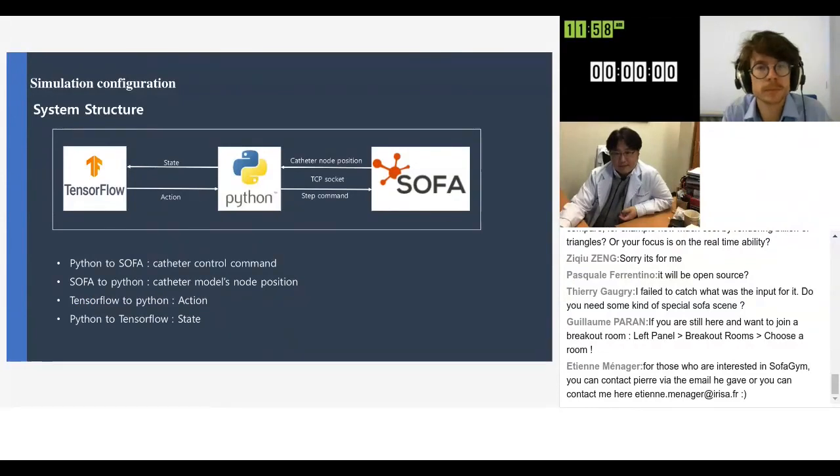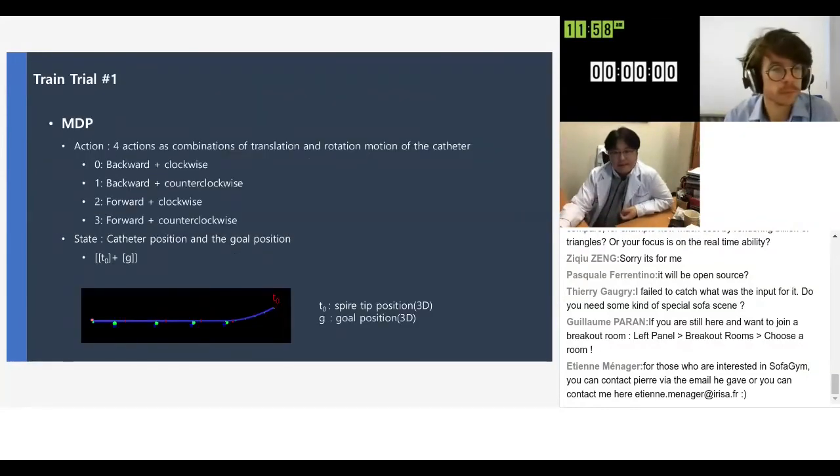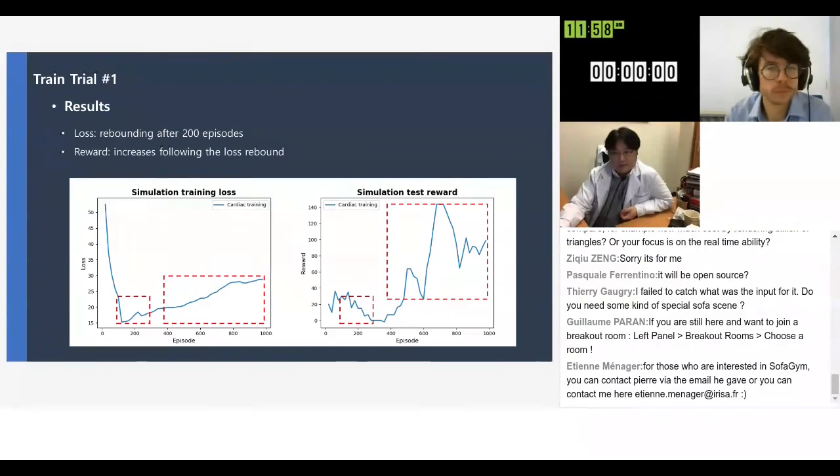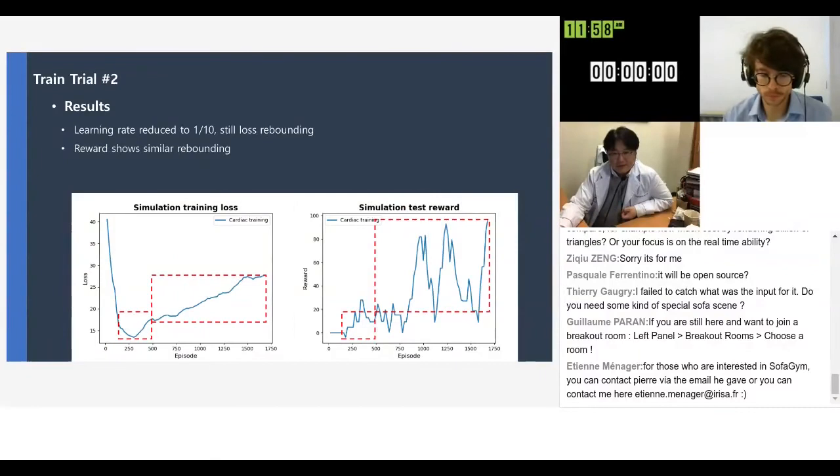And the system structure is very simple. We used two separate computers connected by TCP socket. One is for the AI engine, the other is for the SOFA simulator engine. And through the general process of our algorithm implementation, setting the actions, states and definitions of rewards, initially the result was not so good because our understanding was not good enough, and after refining the parameters and settings, we could improve.